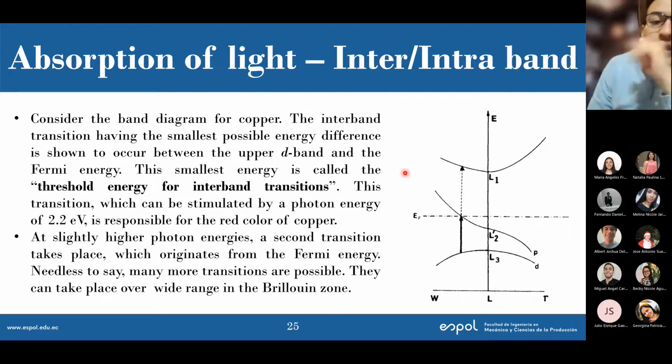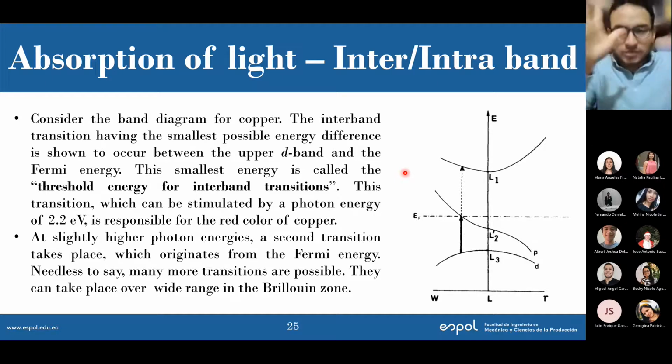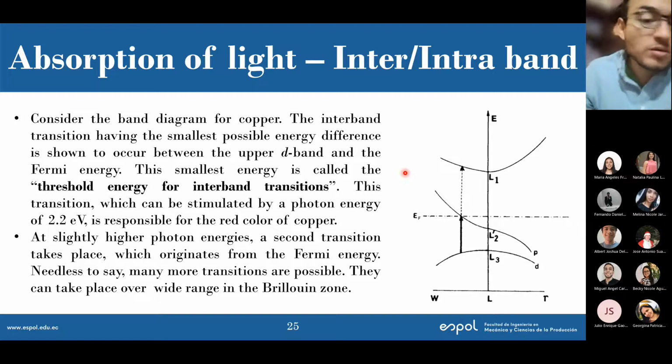Let's look at the band diagram for copper. This is the band diagram. I think we saw it in the second module, I believe. Obviously, this is just a reduced section of that whole very complicated band diagram for copper. So what can you see here? You can see two interband transitions, right? You can see that the smallest interband transition is occurring.